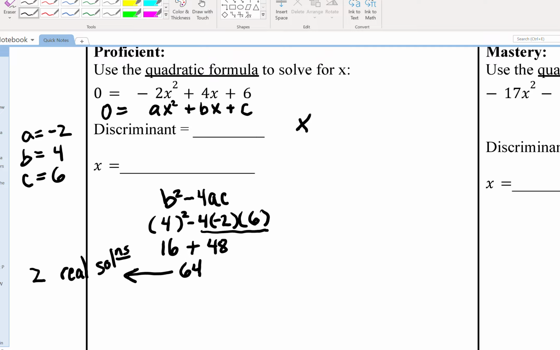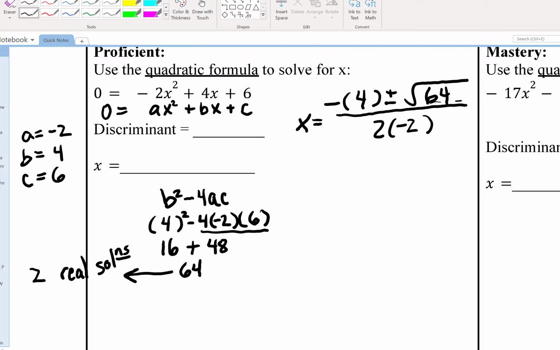We're going to go back up. x equals -b plus or minus the square root of b squared minus 4ac goes underneath, all over 2a. And b, once again, same values. b is 4, but we've got the negative of that. And then the discriminant is 64. We've already calculated that, so that goes under here. And then this is all over 2a, and a is -2.